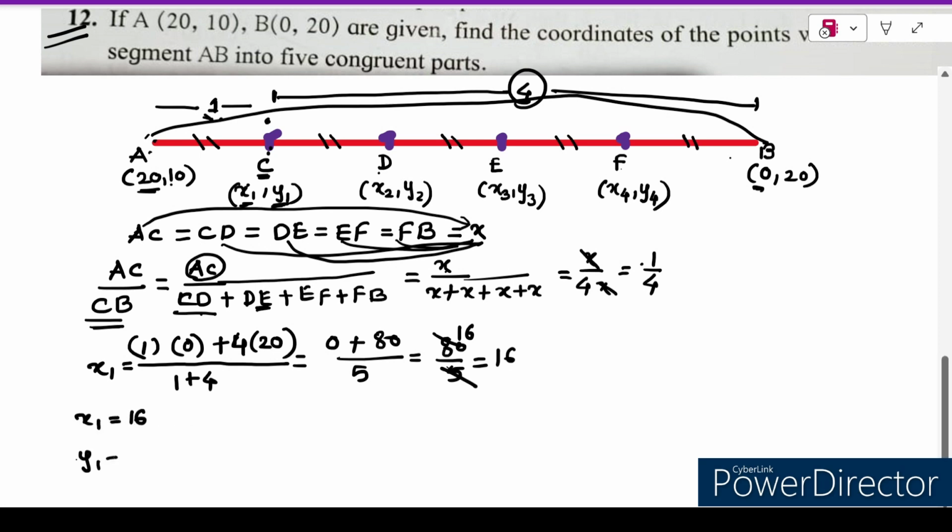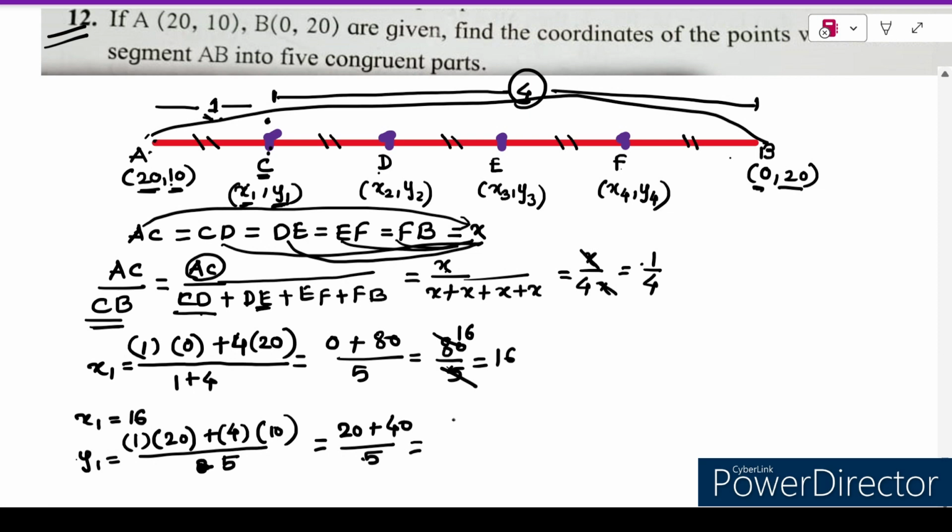Now y will be equal to m into y2, that is 1 into 20, plus n, that is 4, into y1, that is 10, divided by m plus n. That is 1 into 20, which is 20, plus 4 into 10, which is 40, divided by 1 plus 4, that is 5. So 20 plus 40, that is 60, divided by 5, is nothing but 12.